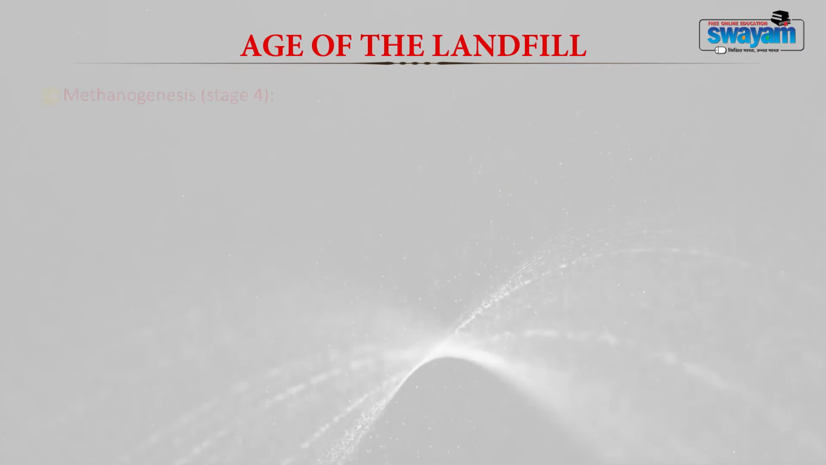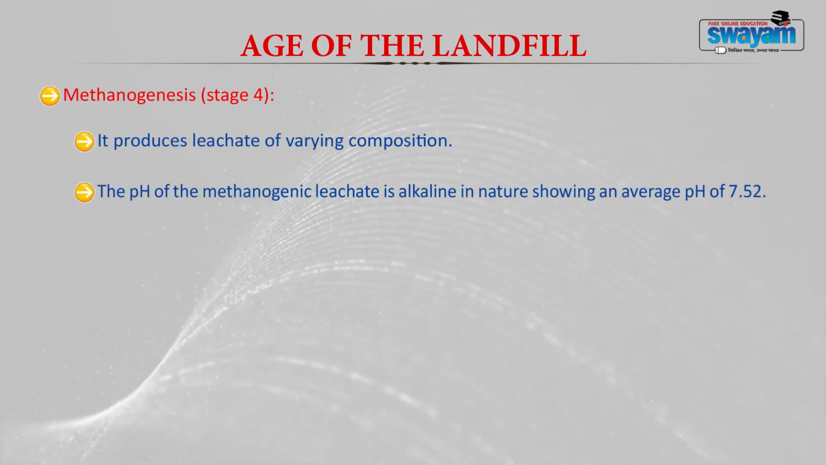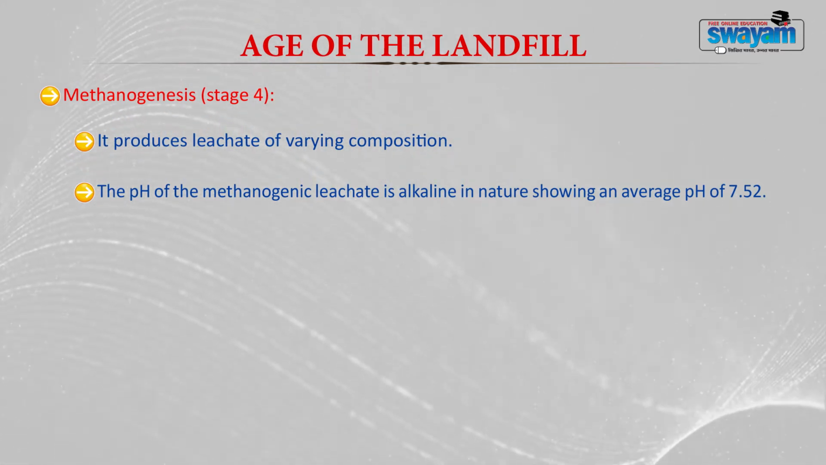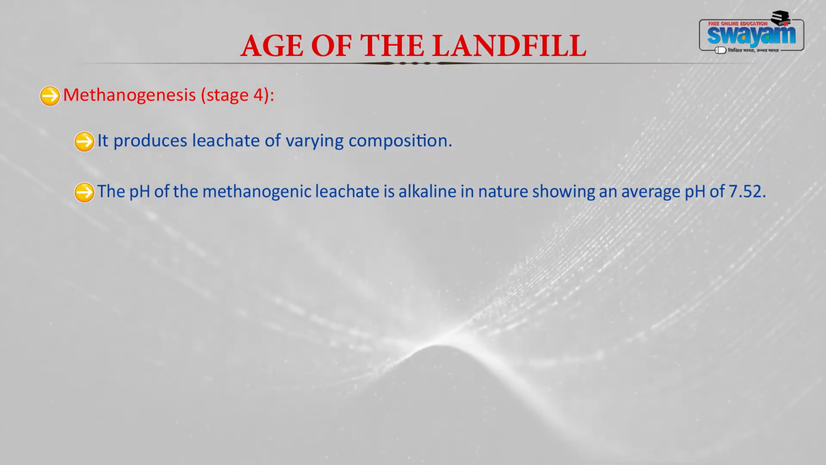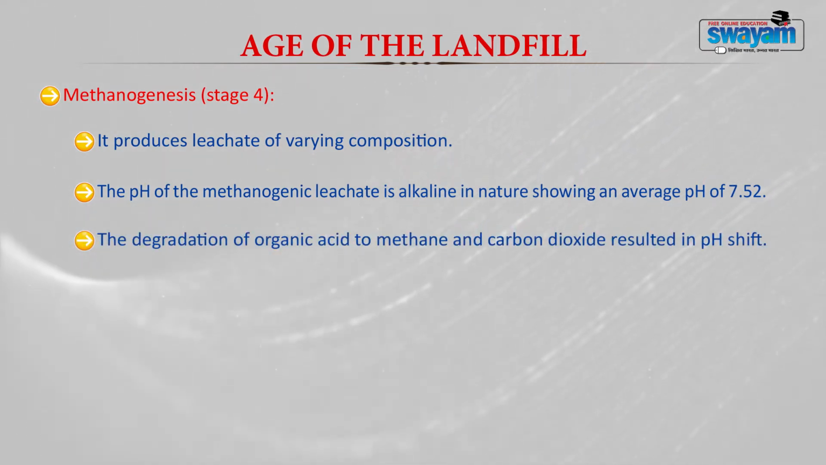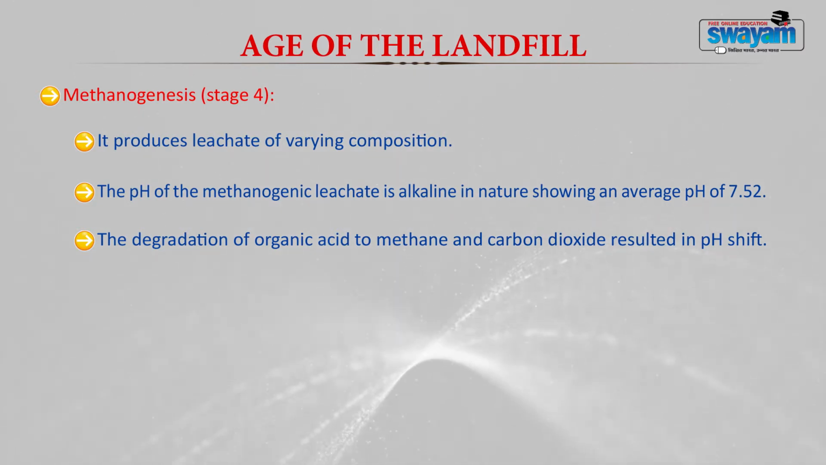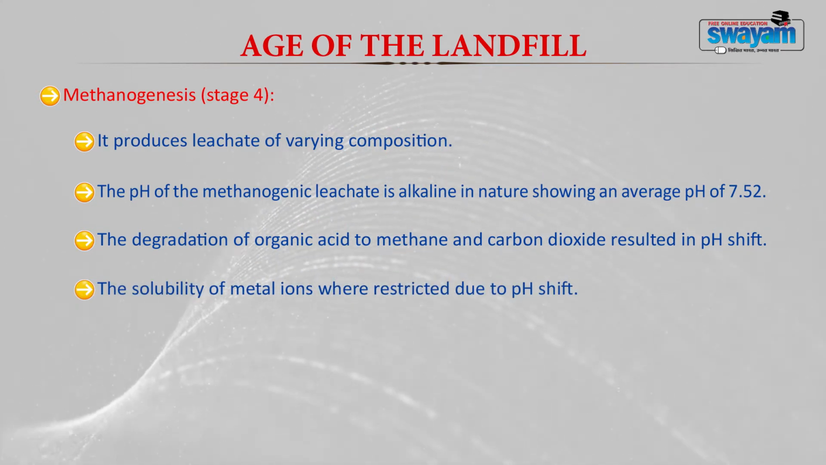Now, stage 4, the methanogenesis phase. The leachate that is generated during the methanogenesis phase is generally alkaline in nature because it shows an average pH of about 7.52. This is due to the fact that the organic acids that are generated during the acetogenesis phase are converted into methane and carbon dioxide, which causes the pH shift from 4 to 7.52. The solubility of metals is restricted at this particular pH.